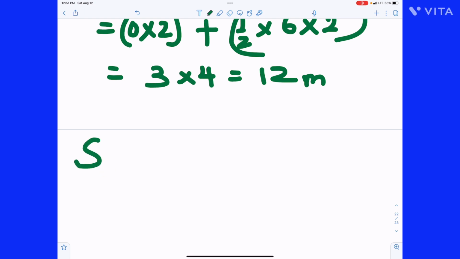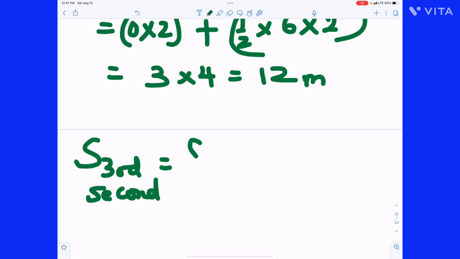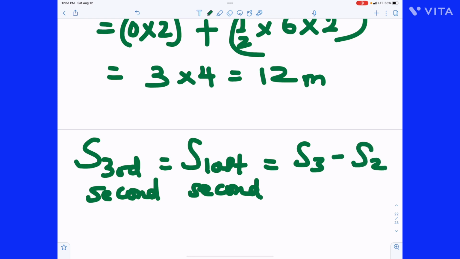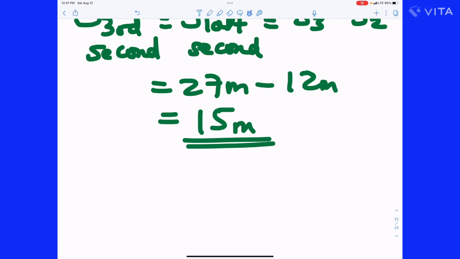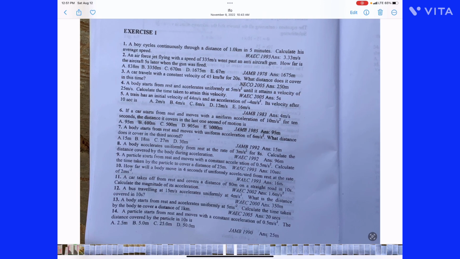So the distance traveled in the third second, which is the last second, is S3 minus S2, which will be equal to 27 meters minus 12 meters. 27 meters minus 12 meters gives you 15 meters. So in the last second, the train traveled 15 meters.